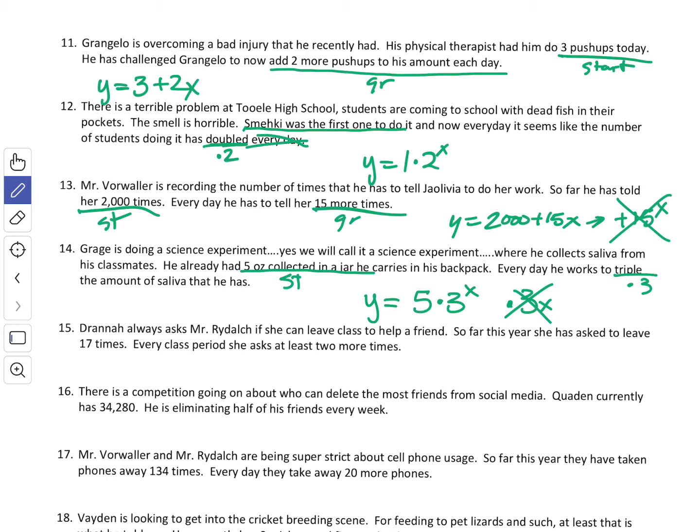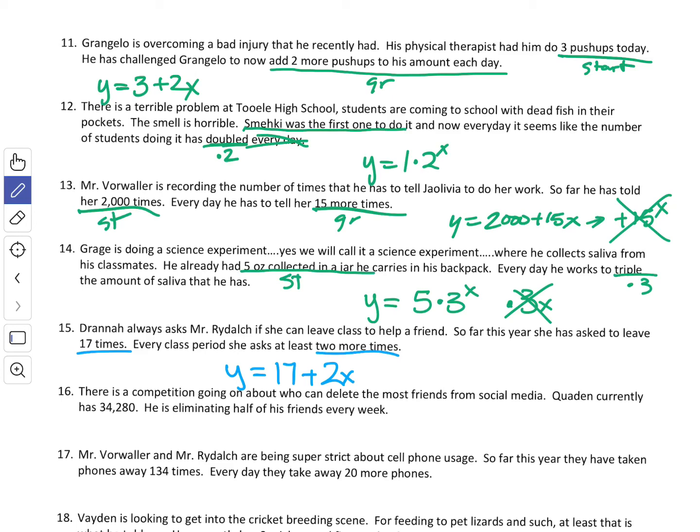15. Joanna always asks Mr. Riddles if she can leave class to help a friend. So far this year, she has asked to leave 17 times. Whew, that's a lot of start. So y equals 17. Even if I don't know if it's arithmetic or geometric, I know to start with 17. Every class period, she asks at least 2 more times. So we're adding 2 to that and get 2x.